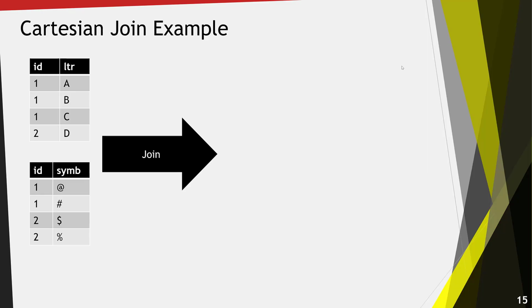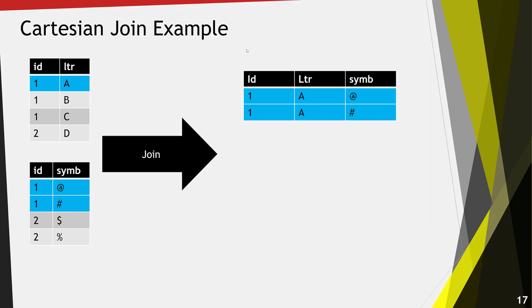Suppose I was to perform a natural join on these tables. The ID variable would be the relationship variable. What is R going to do? It's going to create an output table that has the ID column, the letter column, and the sim column. It will look at the first table, see that the relationship variable ID is equal to 1. The corresponding letter is A. It will then look in the second table, find every occurrence where the ID variable is 1, and form a corresponding observation with that symbol. So we have 1A and the @ sign, followed by 1A and the hashtag.